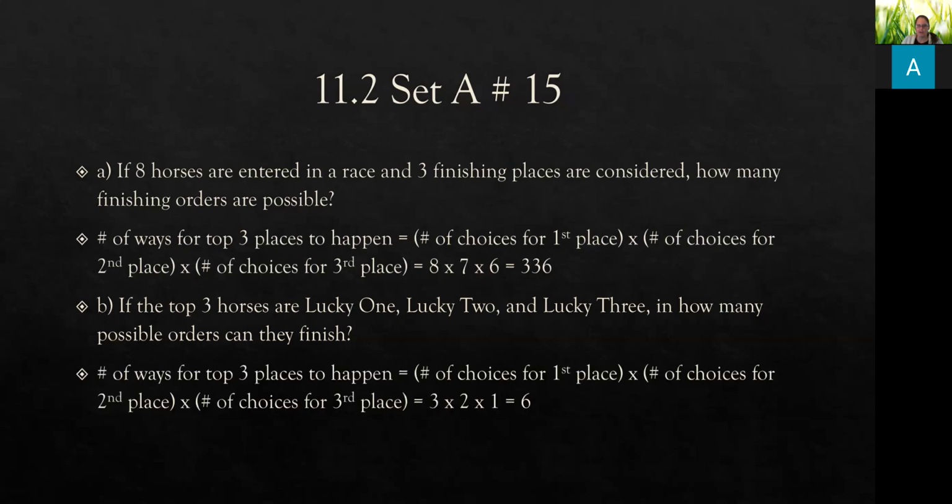So the number of ways for the top 3 places to happen, it's the number of choices for first place times the number of choices for second times the number of choices for third. And now we only have 3 choices for who comes in first. It's either lucky 1 or lucky 2 or lucky 3. And then once we've chosen the horse to come in first, there's only 2 choices left now for second place. And then once we've picked someone for first place and picked someone for second place, there's only 1 choice left for third place. And that gives us 6 different possibilities. And we could even just list out those 6 different ones.